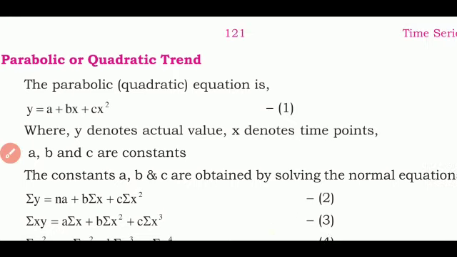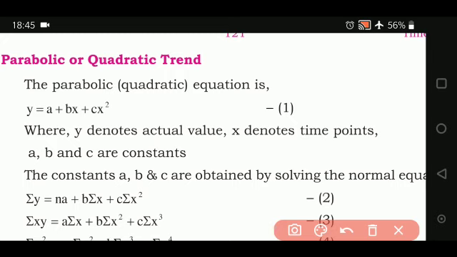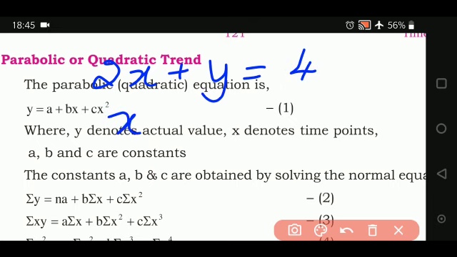Now let me tell what is simultaneous equation. Let me give a simple example. For example, 2x plus y is equal to 4 and x plus 3y is equal to 2. These are the two equations. Now from these two equations I want to find the value of x and y.